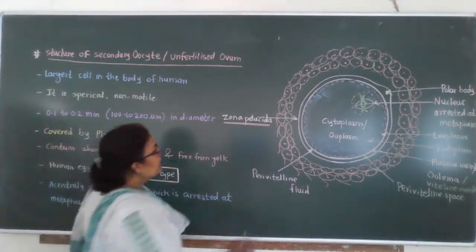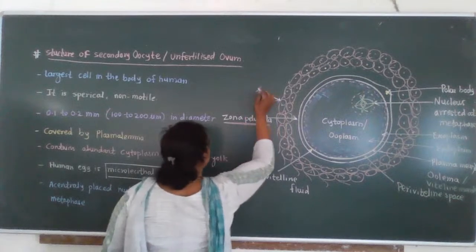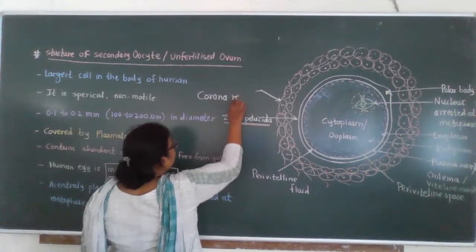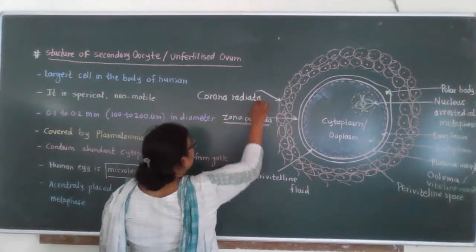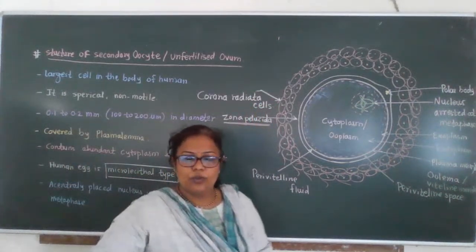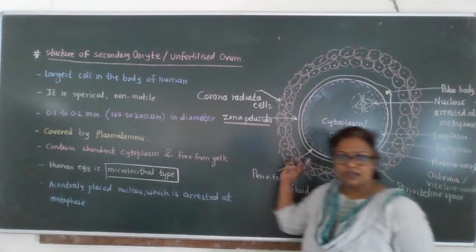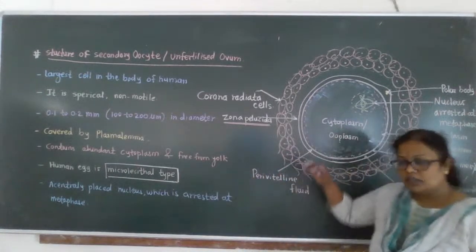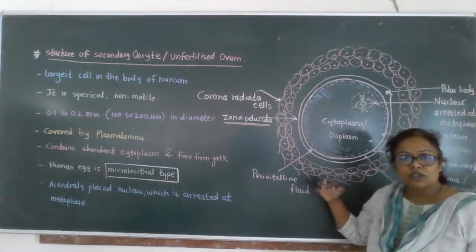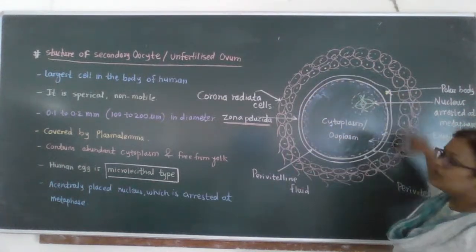Then this zona layer is surrounded by a layer of cells called corona radiata cells. These cells are formed from the cumulus oophorus. Cumulus oophorus is formed by the follicular cells which surround the egg. When it gets ruptured, along with the cumulus cells of the cumulus oophorus, the secondary oocyte comes out. And when it comes out from the Graafian follicle, it converts into corona radiata cells.